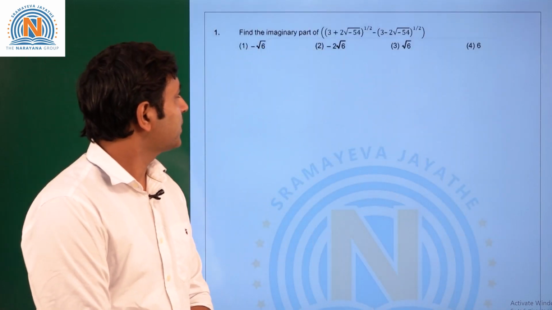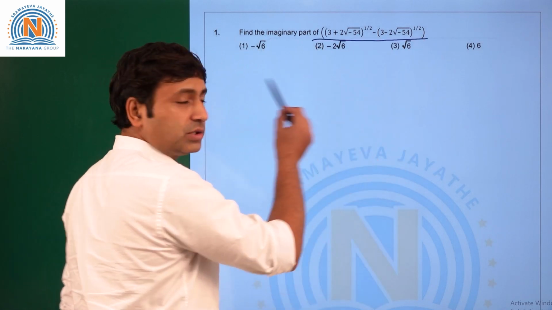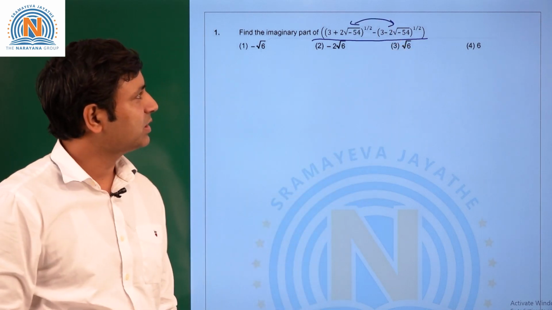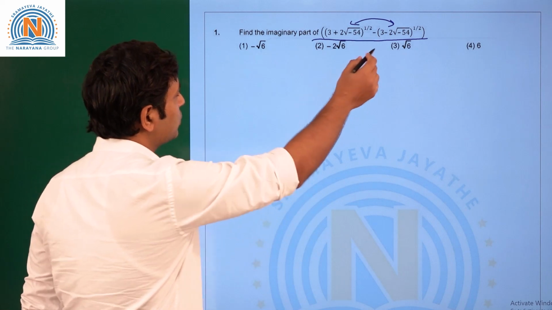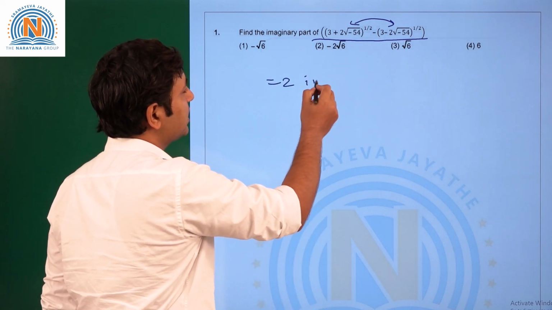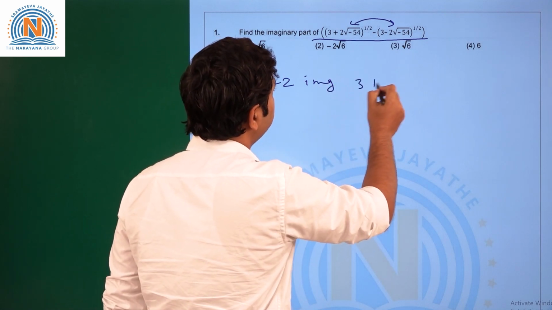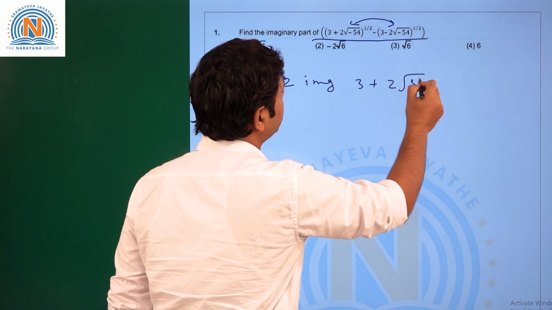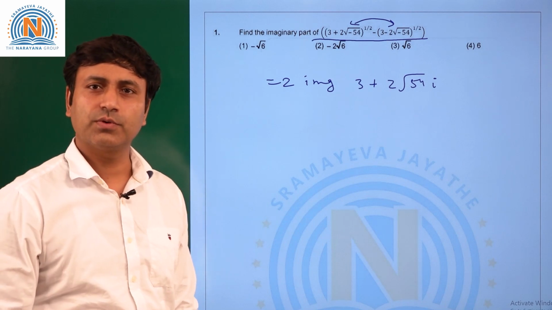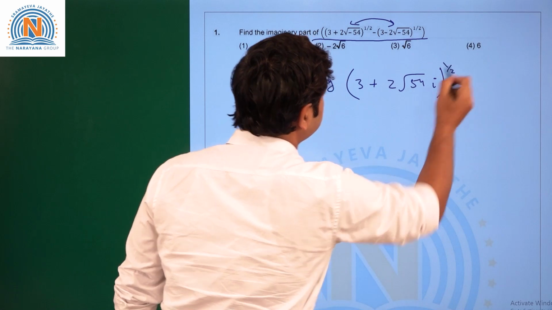The first question, we have to find the imaginary part of this complex number. Note that these two complex numbers are conjugate of each other. So the imaginary part of this complex number is the same as twice the imaginary part of this complex number, 3 plus 2 square root of 54 iota. I have written under root of minus 54 as square root of 54 into iota.